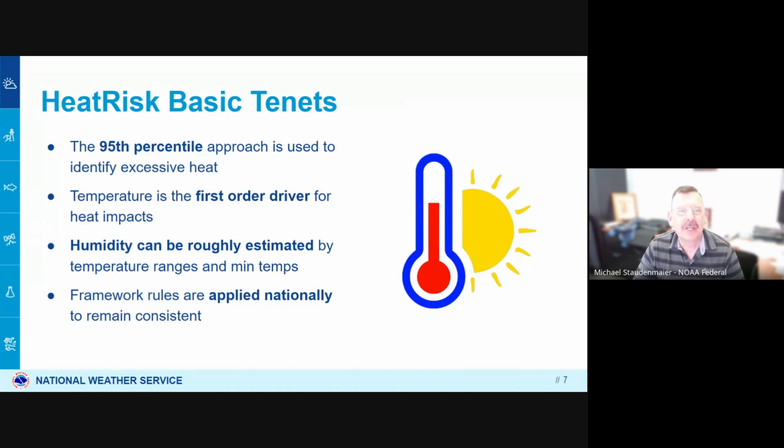The last thing I'll mention here is that in order to be consistent across the CONUS, the same framework rules need to be applied in a similar fashion to all locations. While any method can be tweaked to be better for any particular location, a national approach can't have local rule sets imposed within it without the heat service becoming inconsistent.